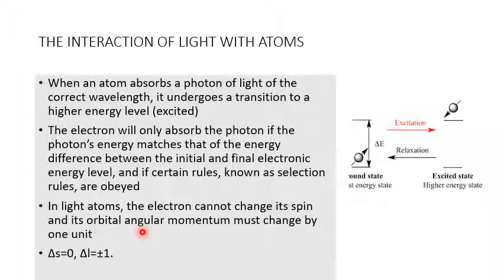Orbital angular momentum is changed when an electron is moving in an orbital, moving in a circular path. It always has an angular momentum, so its orbital angular momentum changes by 1 unit. So there is no change in spin quantum number. Delta S is equal to 0 for light atoms, but orbital angular momentum changes by 1 unit, plus or minus 1. It can increase by 1 or decrease by 1.